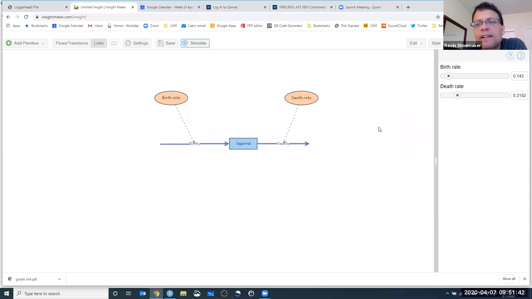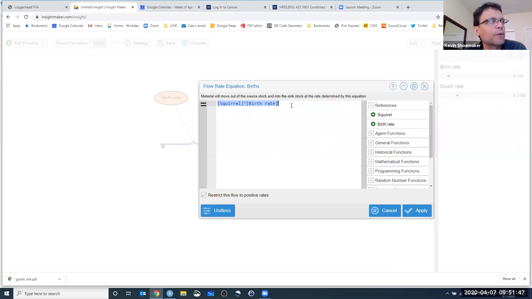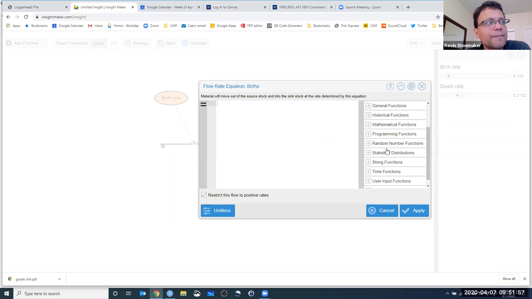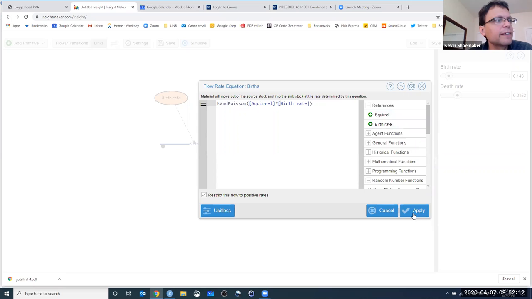Let's add one more random number generator for the total births. And you don't have to understand exactly what we're doing. Just know that we're modeling variability in total births and we're going to use a random number distribution called the Poisson distribution, which is often used for modeling births. And all you need to do is feed in the total number of expected births, which is the total population times the birth rate. And now we have a fully stochastic model.